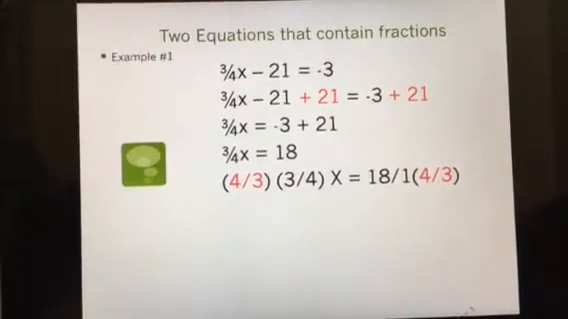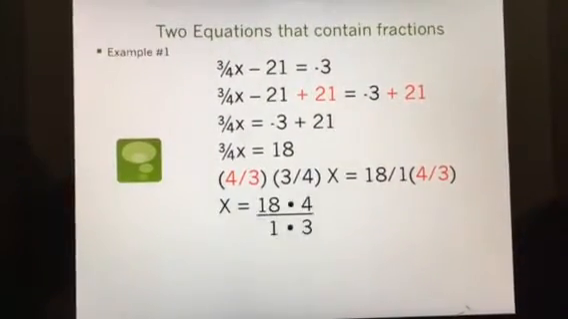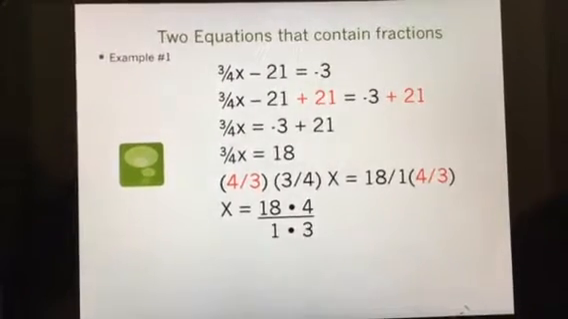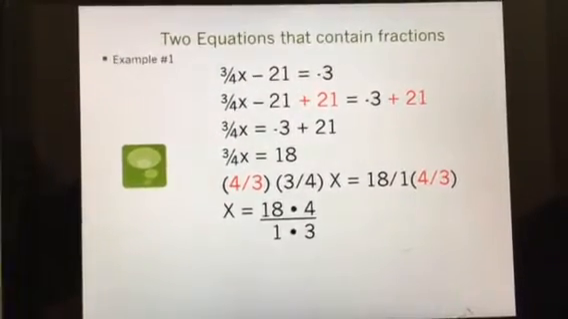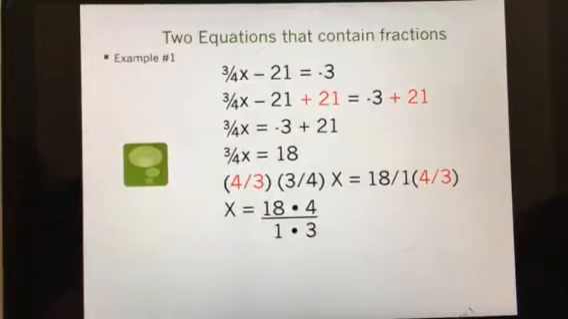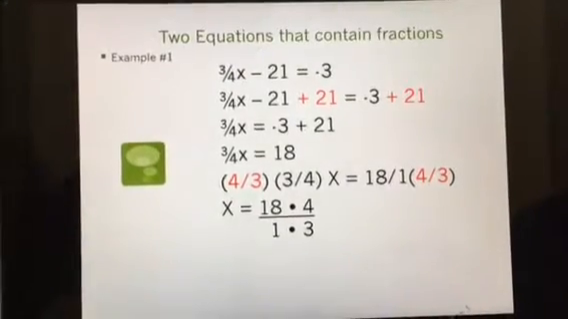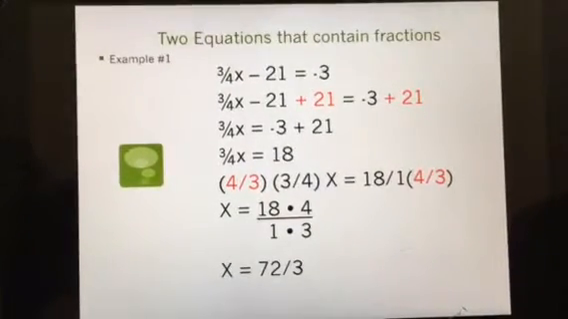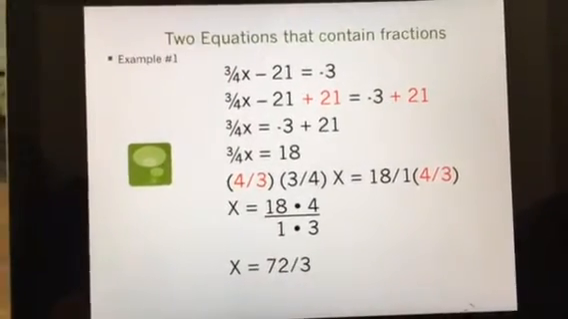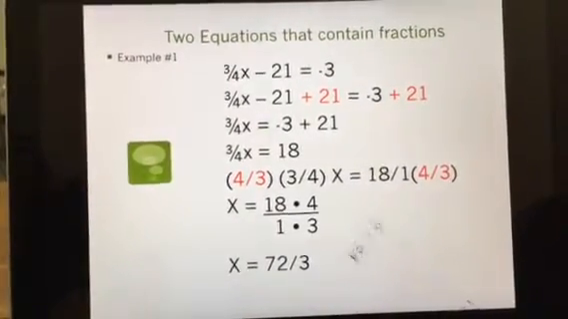So on the left side, I'm left with x, and on the right side, 18 times 4 in the numerator, which is 72, and 1 times 3 in the denominator, which is 3. So x equals 72 over 3, which when divided is 24. So x equals 24.